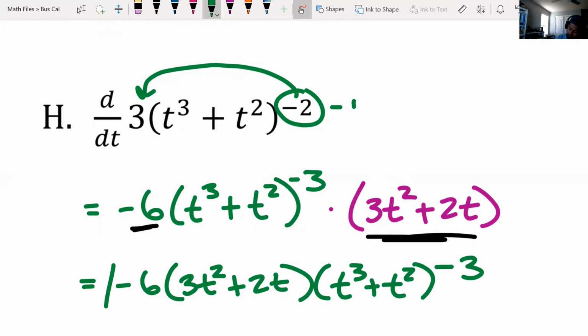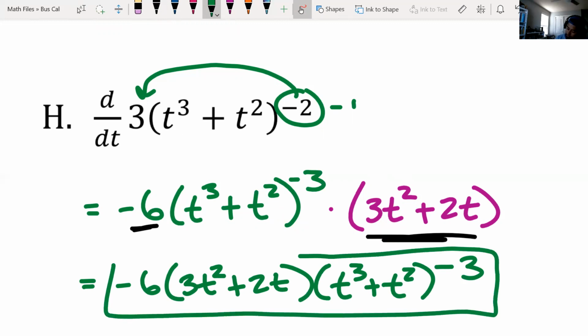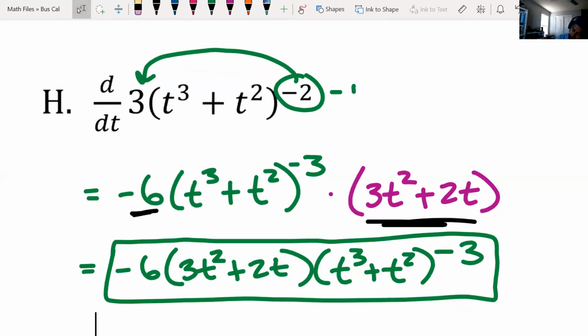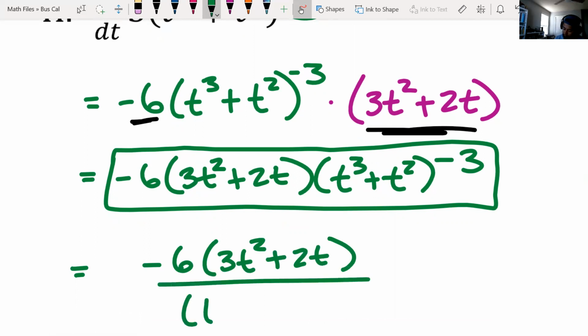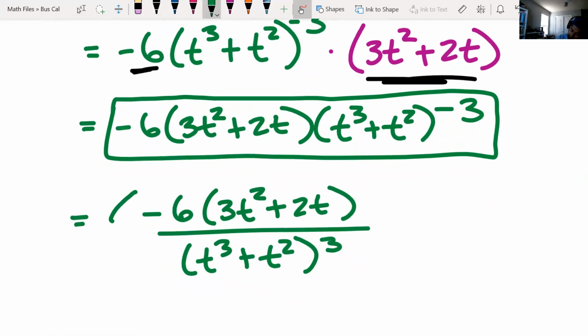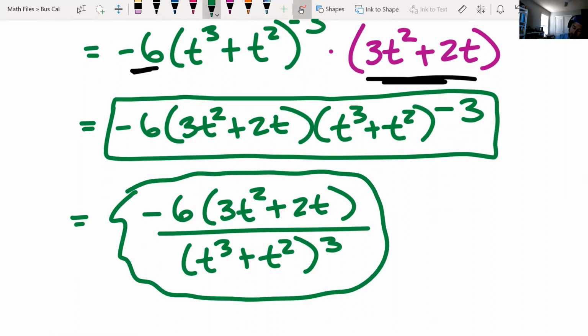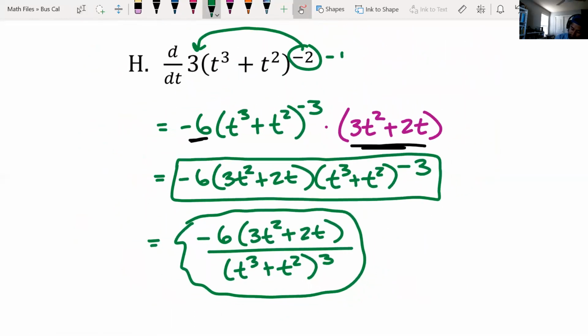And once again, that is a perfect answer, but if you are asked to rewrite it, then our rewrite would just be negative 6 times 3t squared plus 2t over t cubed plus t squared cubed. And again, if it makes you distribute the negative 6, then just distribute it.